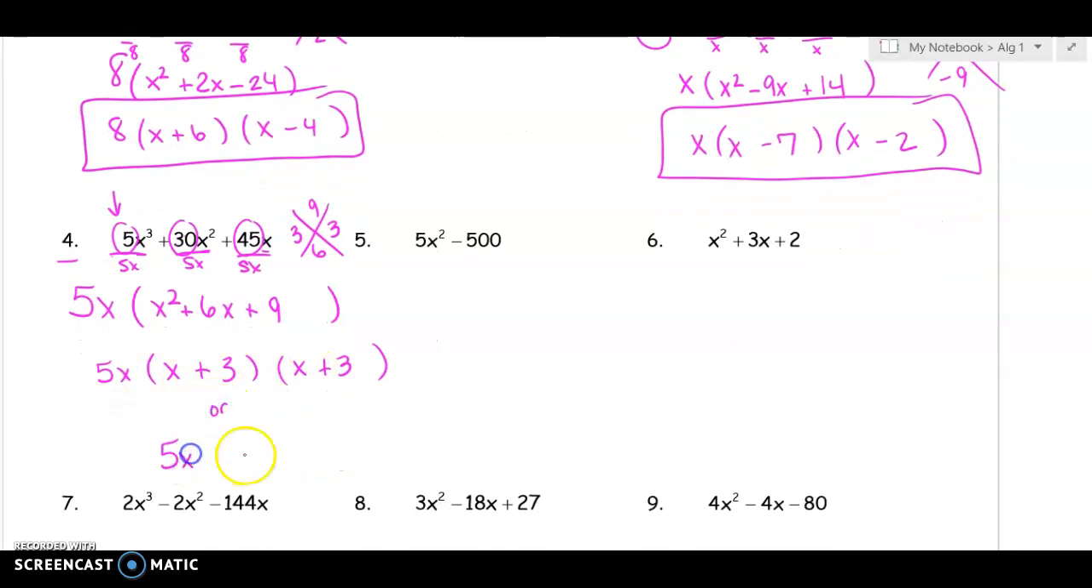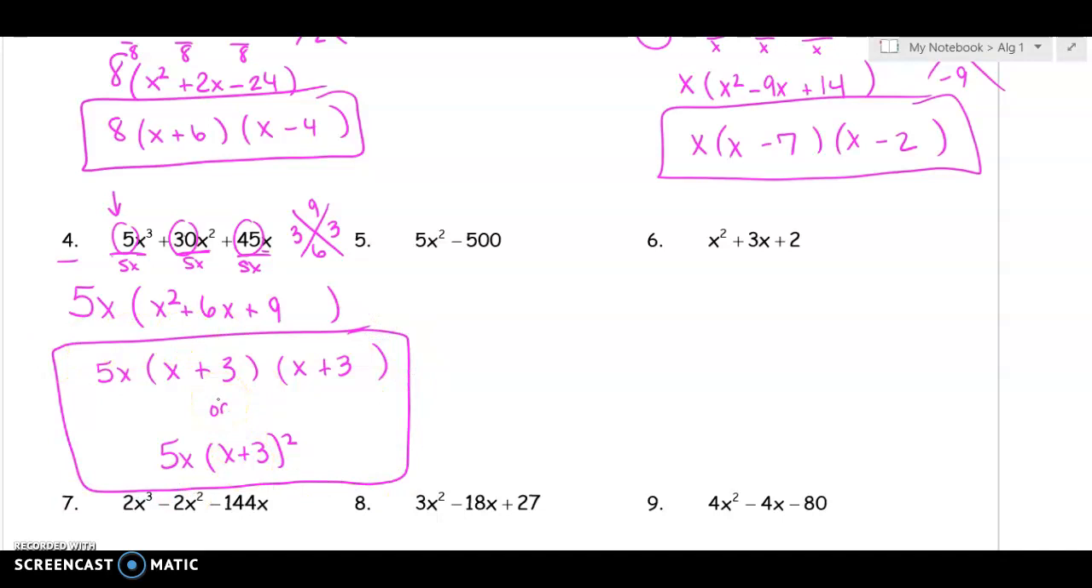The other way of writing this would be 5x times x plus 3 quantity squared, since there's two of them. You don't have to write it that way, but I just thought I'd show you both options are totally fine.